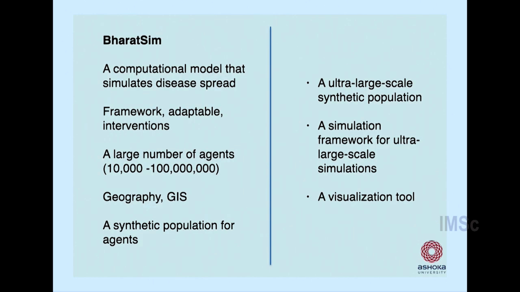So it's a computational model that simulates disease spread among agents. It's a framework, so it can be adapted to any type of disease that you want to study. We've tested it up to about 50 million agents, and you can potentially go up to 100 million agents. You can put in realistic geography using a geographical information system. And then there's a lot of work that goes into understanding a synthetic population for agents.